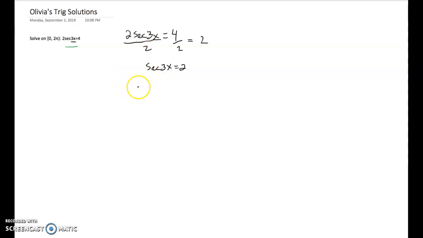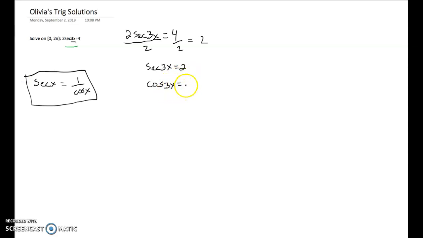So our first step of complication is to recognize that secant is reciprocal to cosine, which is really from memory. Remember that secant of x equals 1 over cosine of x. So what this means is that cosine of 3x equals the reciprocal of 2. And 2 is 2 over 1, so when you take the reciprocal, you get 1/2.